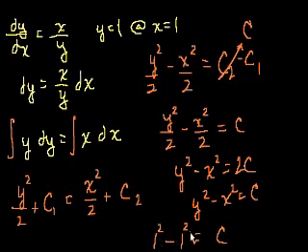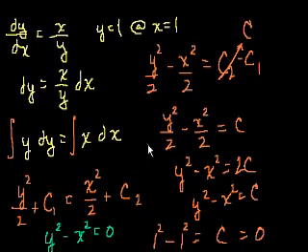Well, this is 1 minus 1, so it's 0, right? c is equal to 0. So what is the particular solution to this differential equation? I'll do it in green. It is y squared minus x squared is equal to 0. Or we could add x squared to both sides of that, and we could also write it as y squared is equal to x squared.